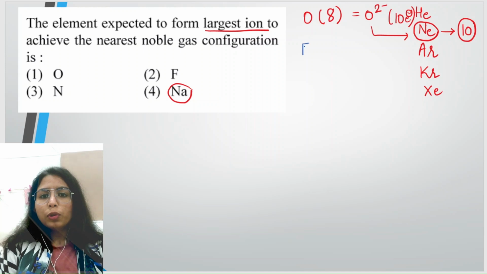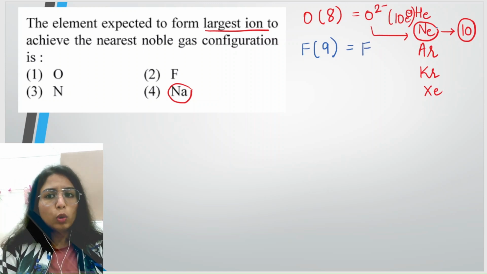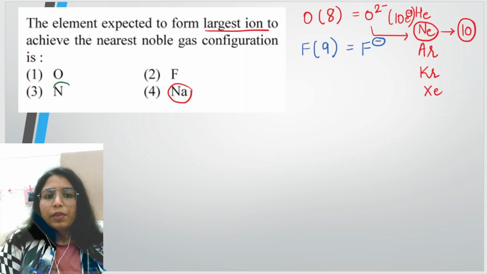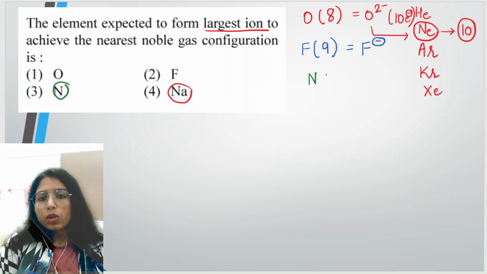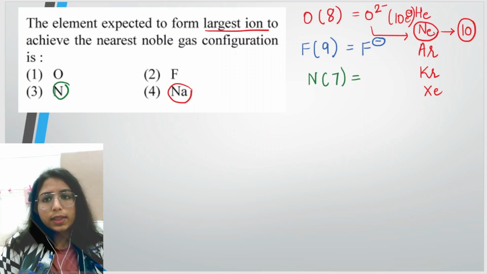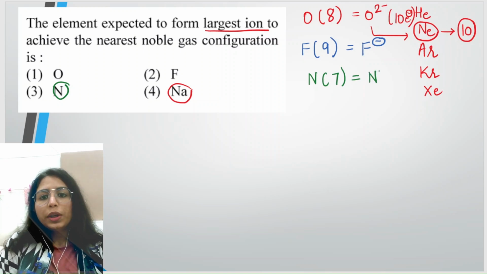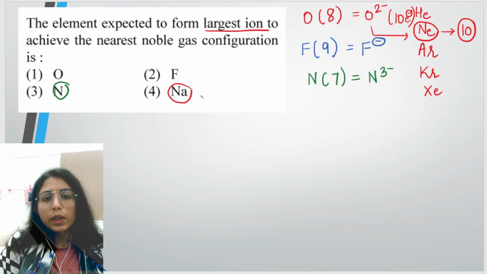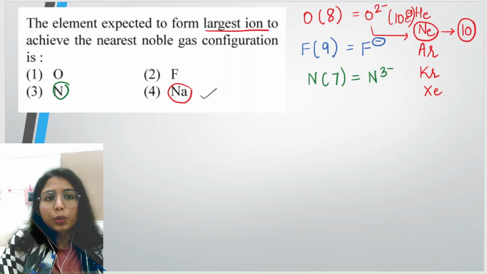Now if I talk about fluorine, fluorine has atomic number 9 and needs only one electron to attain the noble gas configuration. Therefore it will gain only one electron and so it will be F negative, right? Then we have nitrogen. Nitrogen has atomic number 7 and how many electrons does it need? It needs 3 more electrons, so it will be N3 negative. Lastly we have sodium. In the case of sodium, what do we need to do?